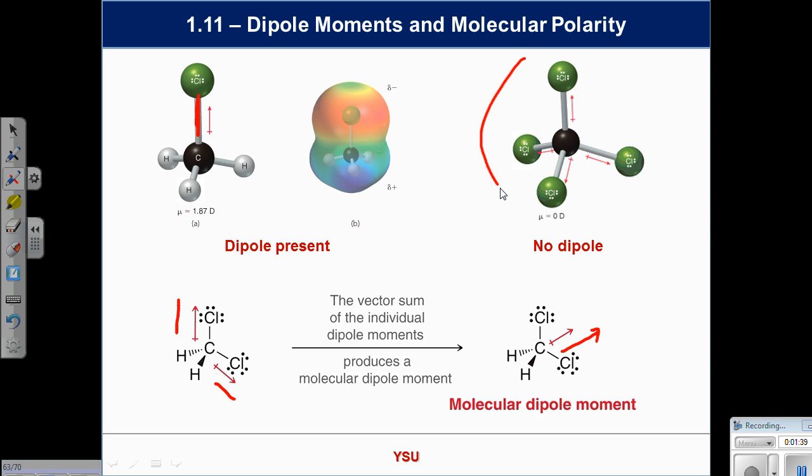Why isn't there a dipole in this one? They all cancel out. Yes, they're all pulling equally in directions that then cancel out, so there's no actual dipole. This will get confusing when we start doing chemistry of these molecules, because that carbon in the middle, no doubt, is delta positive because it's losing out to chlorines, but because there's a cancelling out overall, there's no dipole. It's actually a non-polar material.